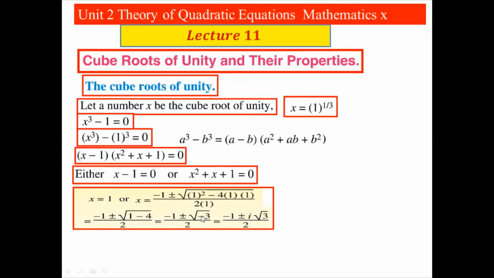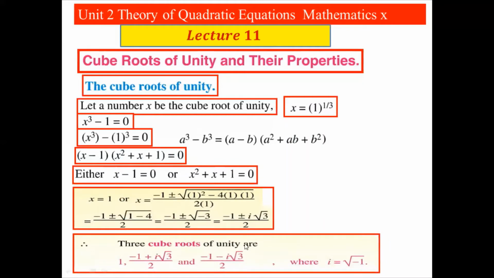Since iota square is equal to minus 1, the square root of minus 1 is equal to iota. So we can write this in terms of iota. The 3 cube roots of unity are: first is 1, and the complex cube roots of unity are minus 1 plus iota square root of 3 divided by 2, and minus 1 minus iota square root of 3 divided by 2, where iota is square root of minus 1. So these are the cube roots of unity.